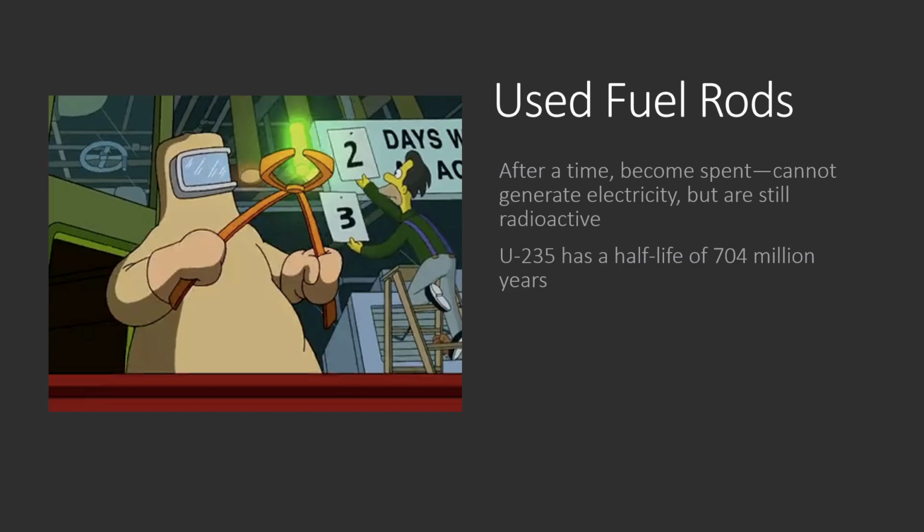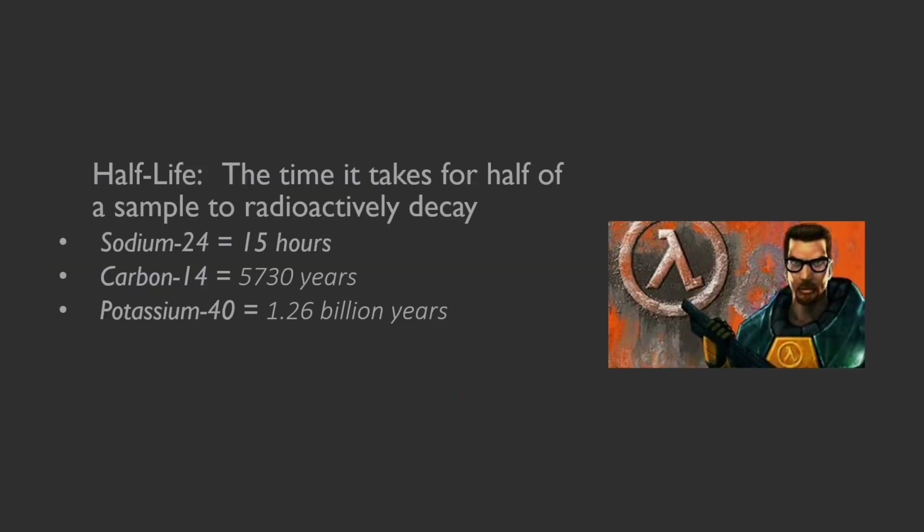So for the fuel rods, after a time, eventually they can no longer generate electricity, but they are still radioactive. And what's important is that uranium-235 has a half-life of 704 million years, meaning it takes 704 million years for half of uranium-235 to decay, and then another 704 million years for another half to decay. So it takes a very long time. Half-life is just the time it takes for half of a sample to decay.